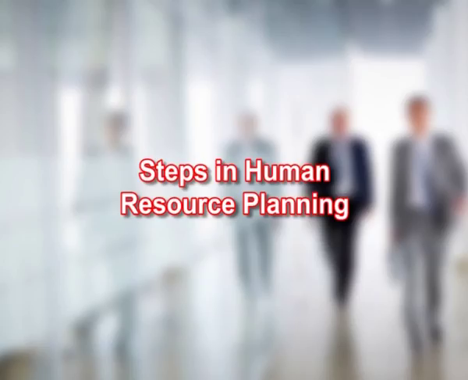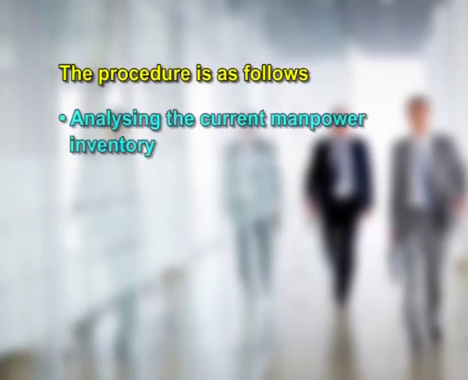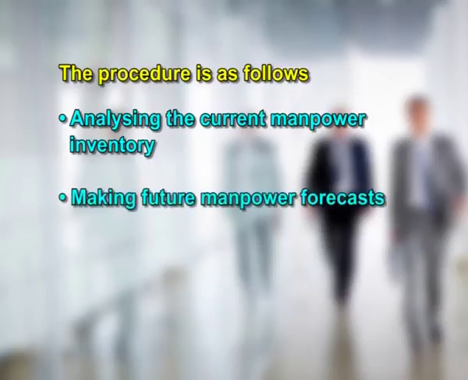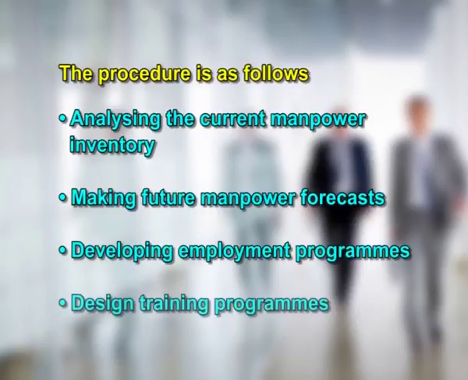Steps in human resource planning. Human resource planning has to be a systems approach and is carried out in a set procedure. The procedure is as follows: analyzing the current manpower inventory, making future manpower forecasts, developing employment programs, designing training programs.